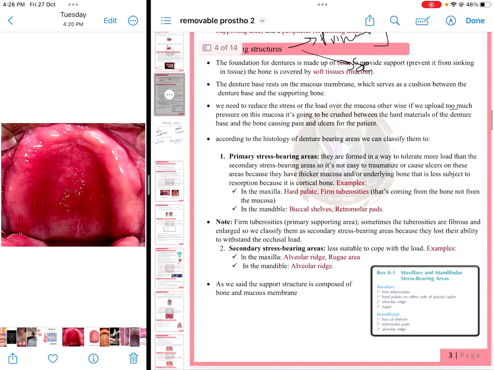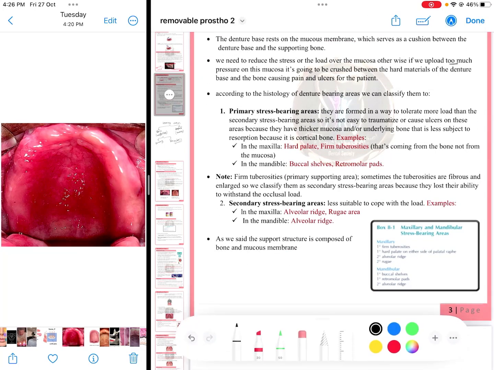So, what's the difference between the primary and the secondary? Of course, they are divided by histology. So the histology divides them. The primary stress bearing area tolerates more load than the secondary. More load is tolerated. Why? And they are not easily traumatized, not easily causing ulcer. Okay? Why? Because one, they have thicker mucosa. Two, the bone of them is made of cortical bone.